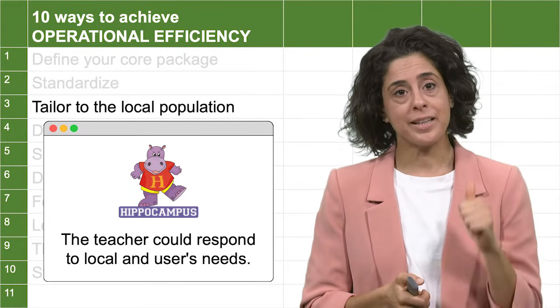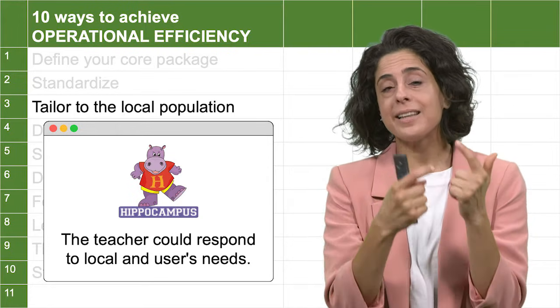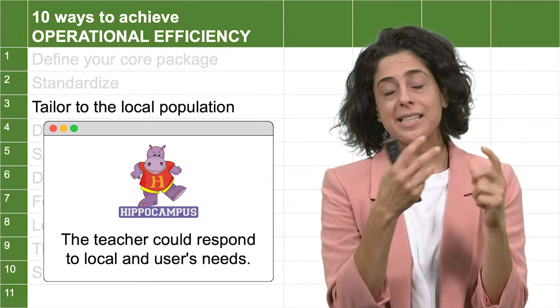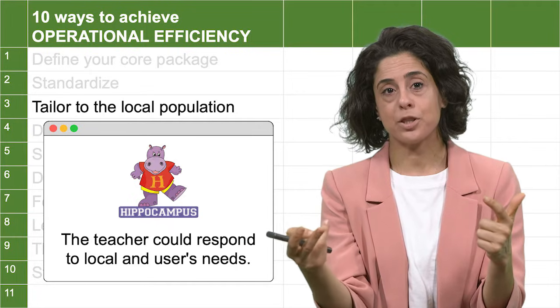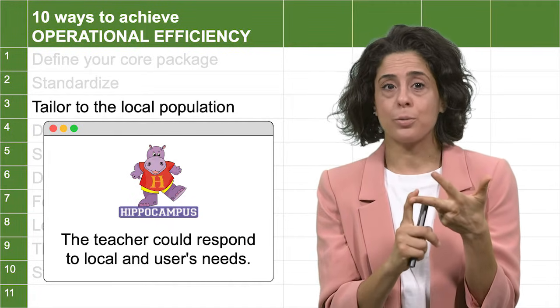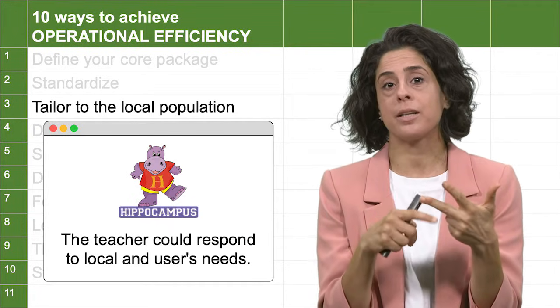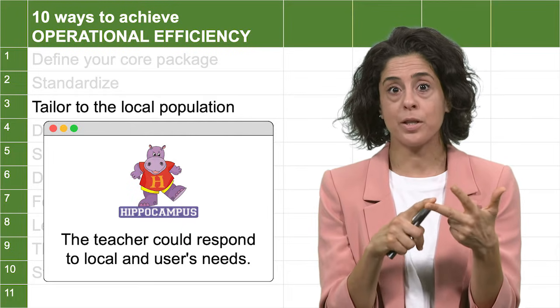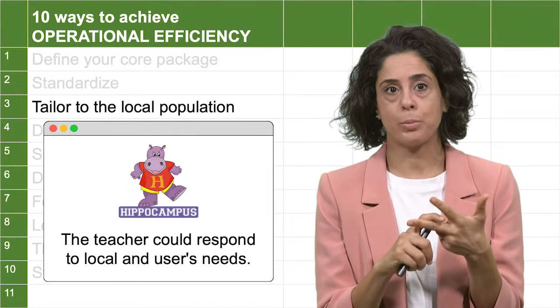So define your core package, standardize, and find that balance between how you're going to standardize your non-negotiables to scale as much as possible and tailor to the local population where you can, especially when it comes to customer service. You want to be responsive. You don't want to just be this robot.